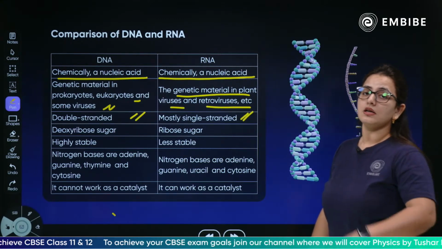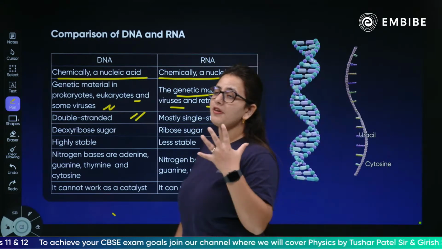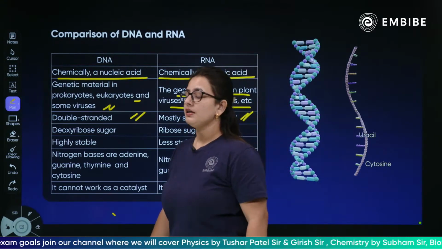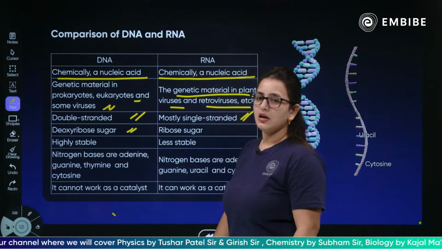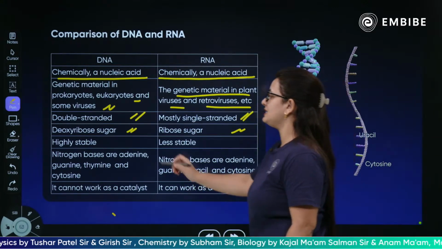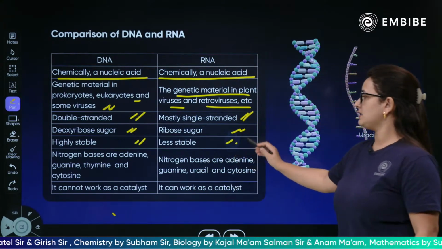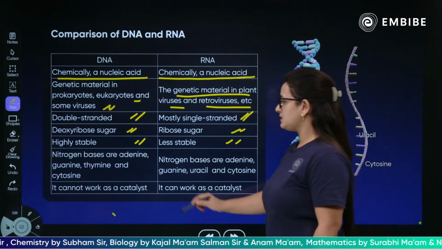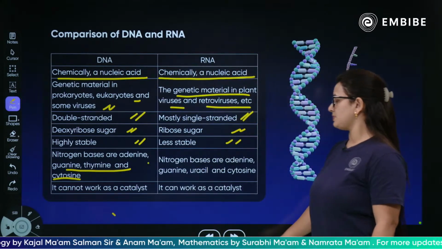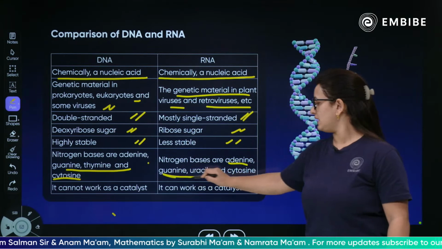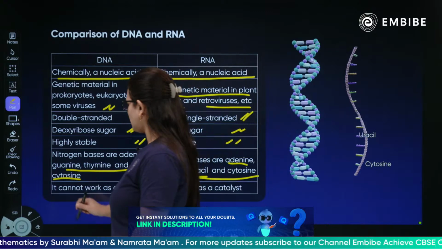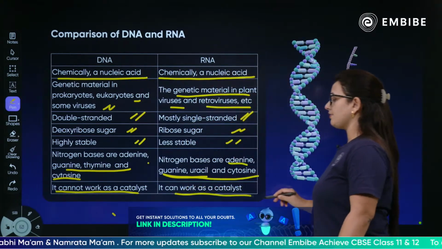The sugar makes them very different in chemical nature from each other: DNA has a deoxyribose sugar while the RNA has a ribose sugar. The DNA will be highly stable while the RNA is less stable. The nitrogenous bases in DNA are adenine, guanine, thymine and cytosine. In RNA, the nitrogenous bases are adenine, guanine, uracil and cytosine, with uracil instead of thymine. DNA cannot work as a catalyst, but RNA can work as a catalyst.